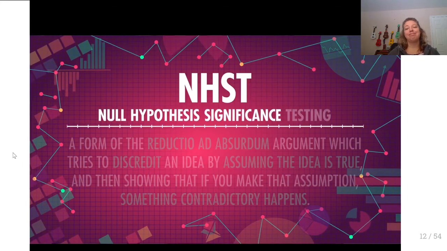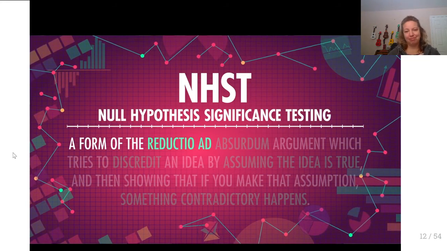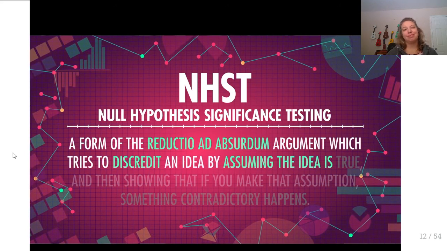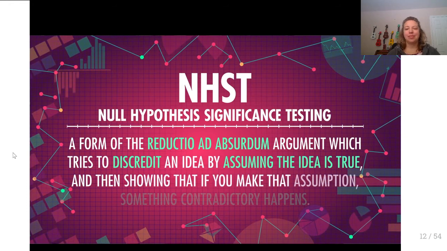This might seem like a pretty roundabout way to test your theory that people with gene X eat differently, and that's because it is. Null hypothesis significance testing is a form of the reductio ad absurdum argument, which tries to discredit an idea by assuming the idea is true, and then showing that if you make that assumption, something contradictory happens. For example, you can use reductio ad absurdum to show that there's no largest positive integer.